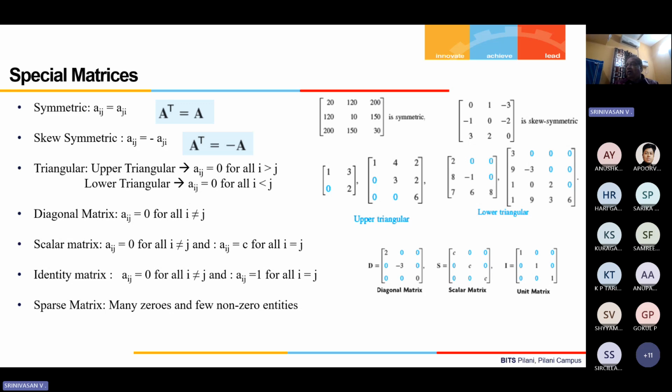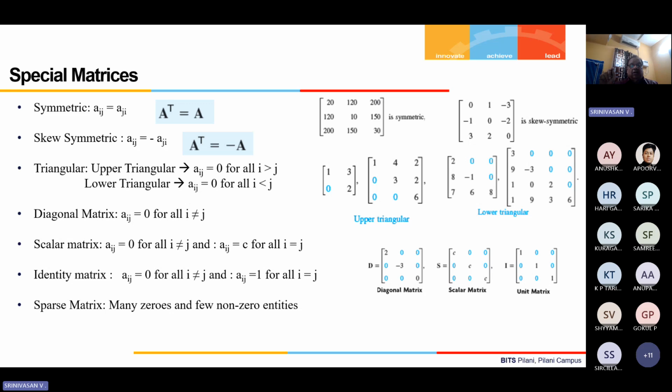Similarly for a 4 by 4 matrix. Then the diagonal matrix: Aij equal to 0 for all i not equal to j. A diagonal matrix means only the principal diagonal elements exist, not all zero. There may be a zero or two, but very rarely, but it must be non-zero. So in the diagonal, not all of them are zeros, and i is not equal to j.